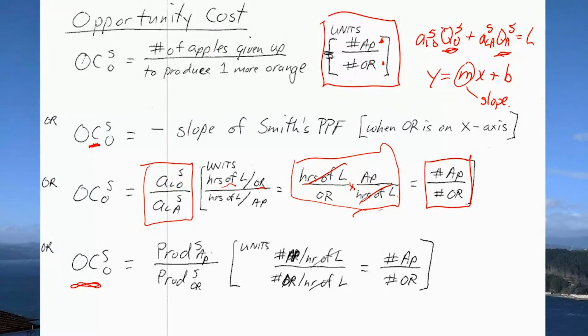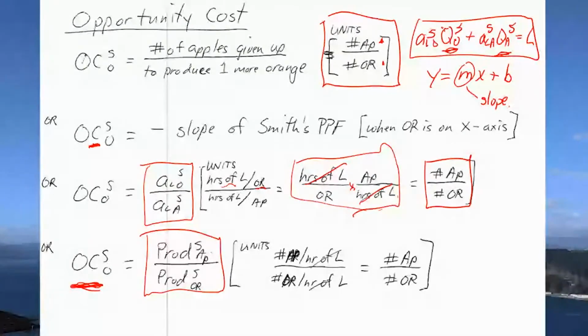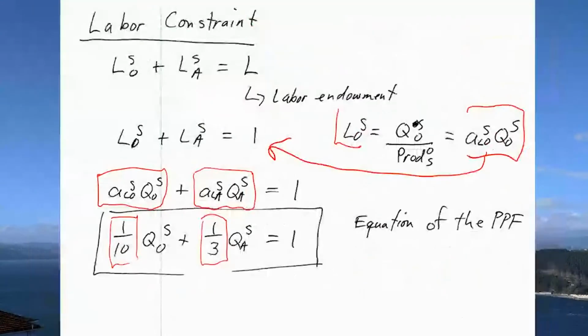Now, a third way of measuring the opportunity cost of oranges for Smith. Maybe you're not given the unit labor requirements like you would need for this particular equation. Maybe you're given the productivities, or you figured out what the productivities are by looking at the diagram. In that case, you can take the productivities of Smith in apples divided by oranges. And here too, let's go back to the diagram.